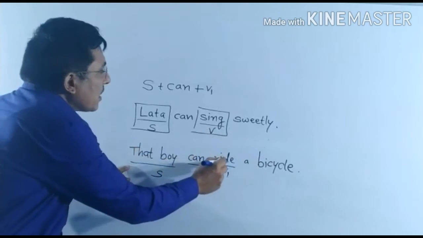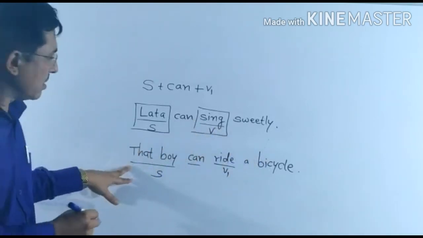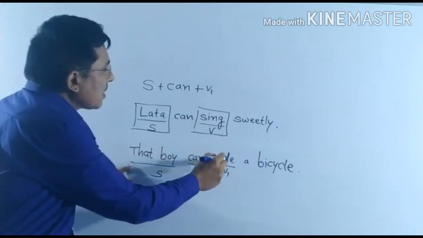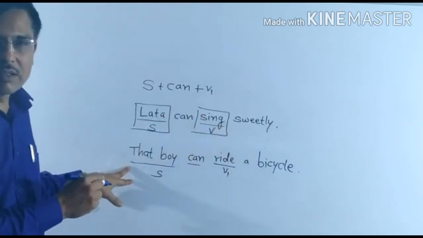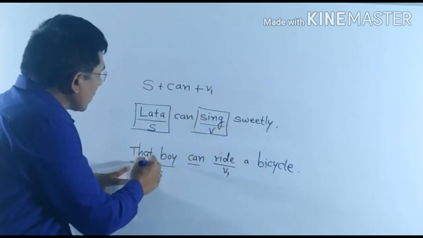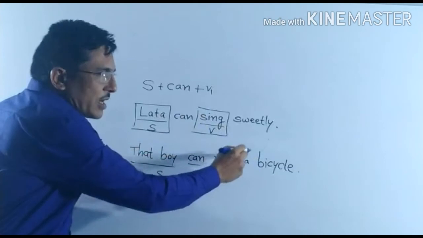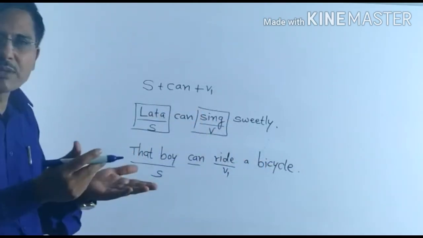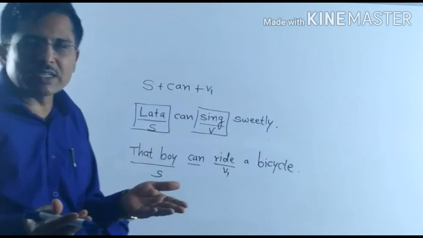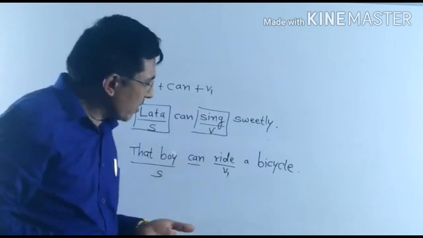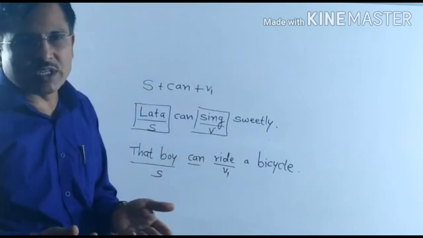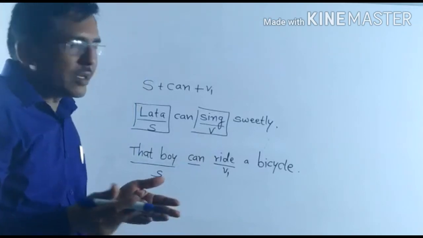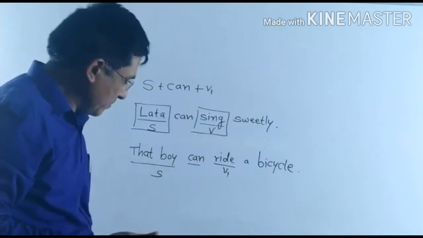I can ride a bicycle. She can ride a bicycle. Your brother can ride a bicycle. So in this way, take different subjects, make sentences, take different verbs, make more sentences. In this way, it needs practice.